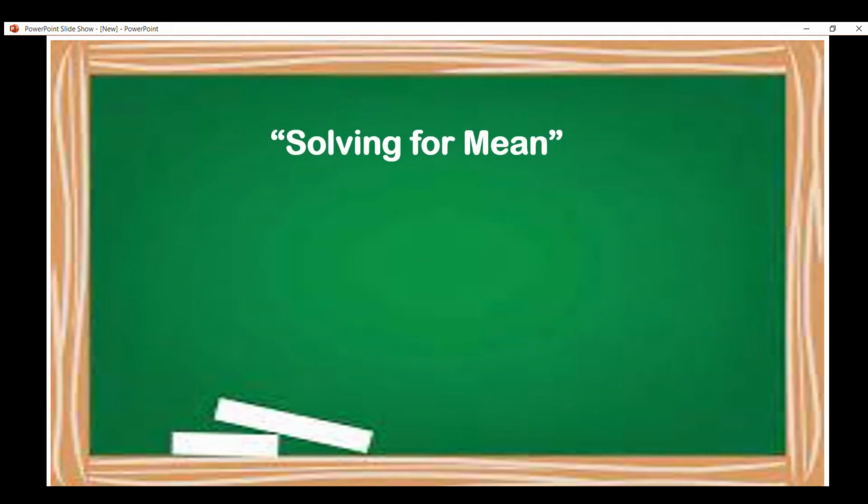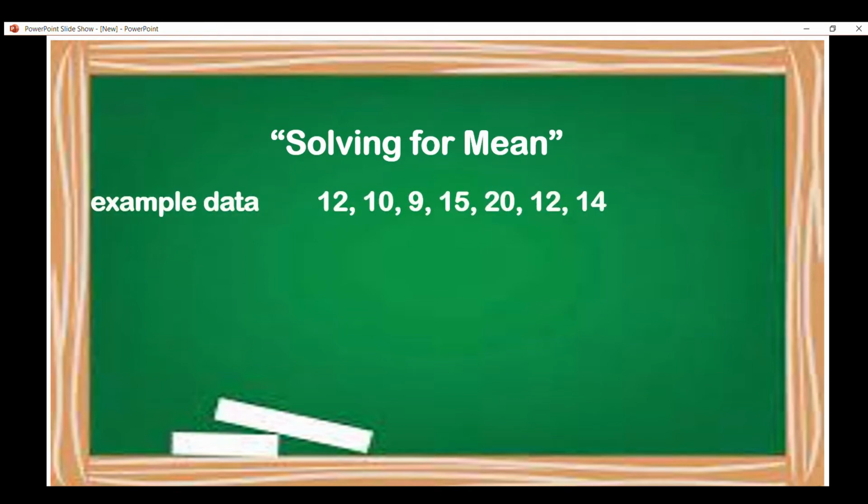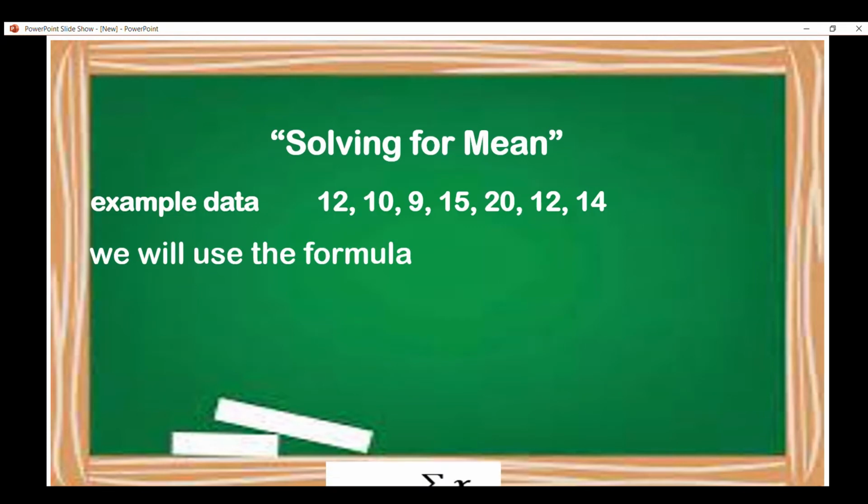So let's do the solving for the mean. How do we solve for the mean? Let's take an example raw data, which are actually scores of 7 students in a short quiz. We have 12, 10, 9, 15, 20, 12, and 14. So how do we solve for the mean of this data? Of course, we will use the formula. So what's that formula? That's what we are going to find out.